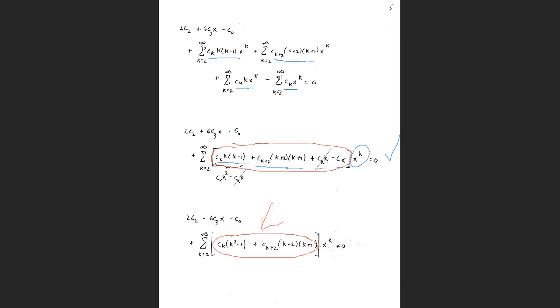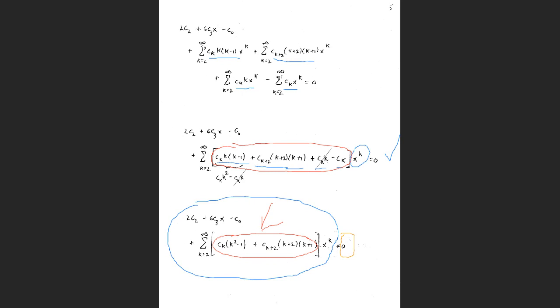And keep in mind the entire left-hand side here has to equal what? It has to equal 0. It has to equal 0. So what does this mean then?